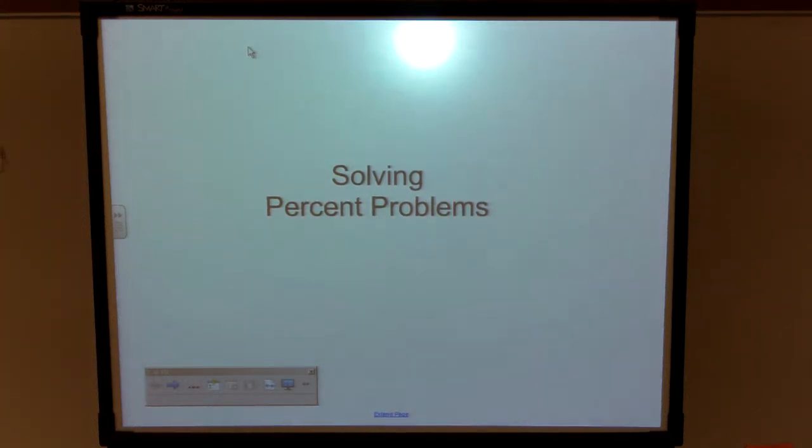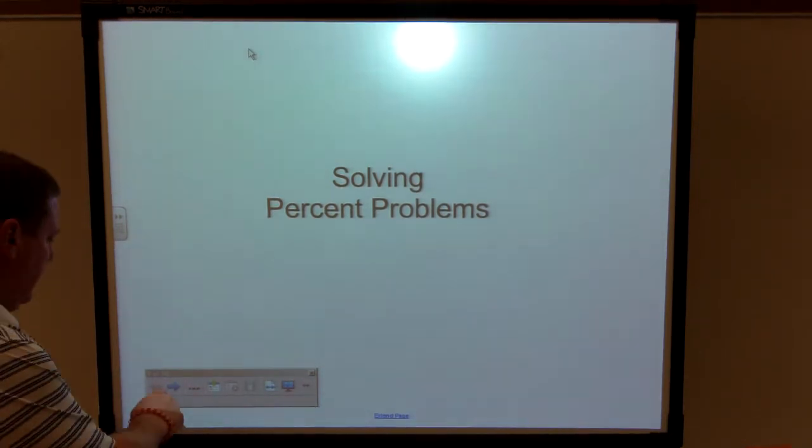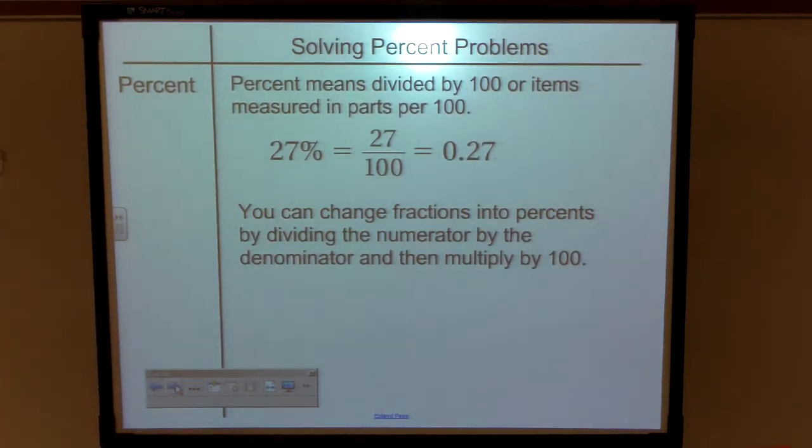These would be the notes for solving percent problems. There is a PDF available on the website. Go ahead and take a look at that if you'd like to.